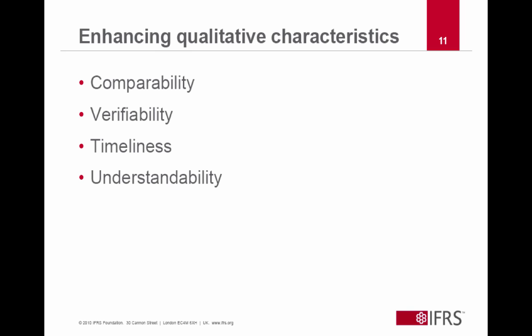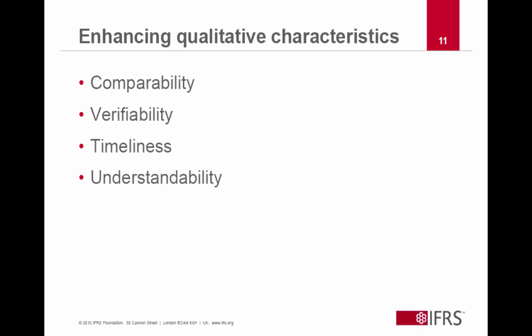The first is comparability. Comparability is a qualitative characteristic that says we want like things to look alike and different things to look different so that you can compare entities, compare information across entities at a point in time or within an entity over time. Just because information is comparable doesn't make it relevant, and it doesn't make it faithfully represented. But if you have comparable information, it enhances the relevance of the information in financial reports.